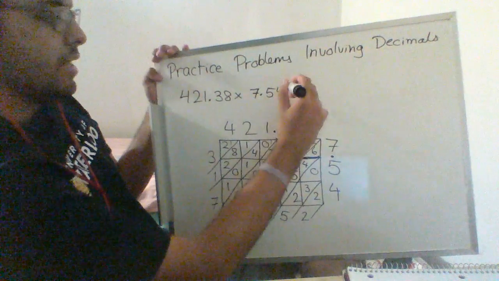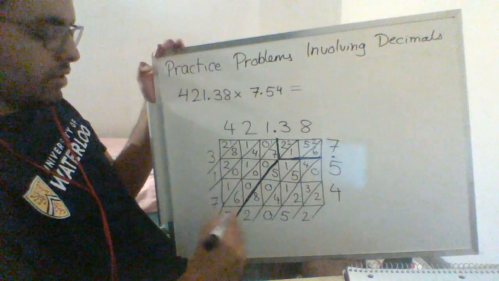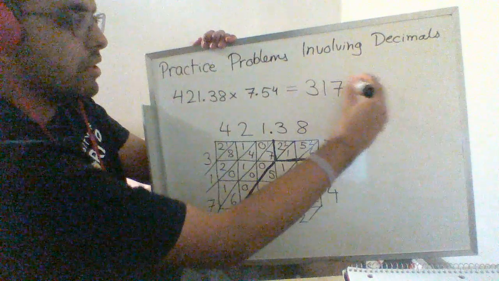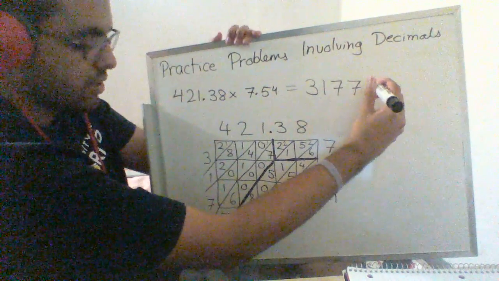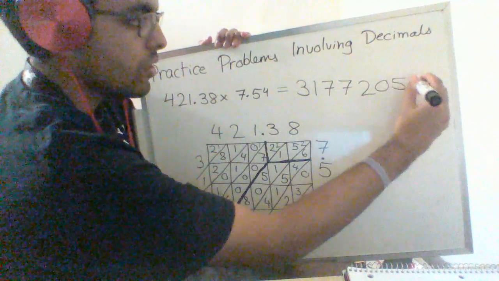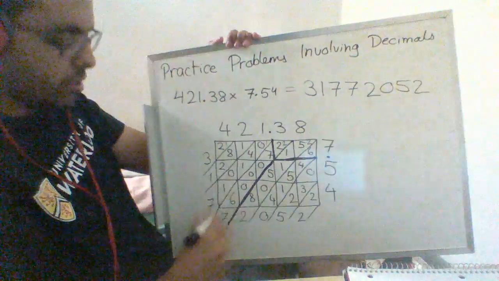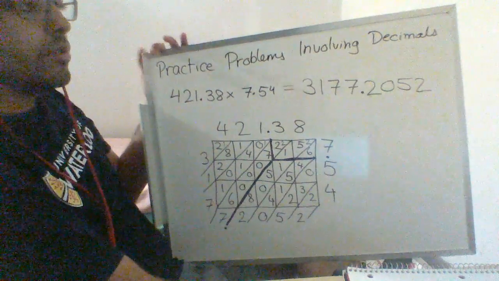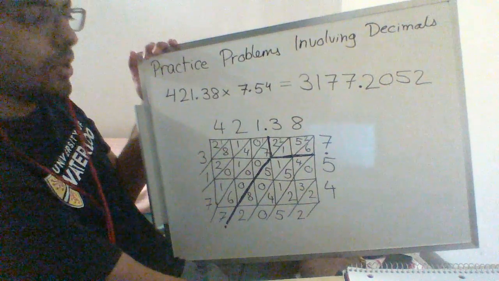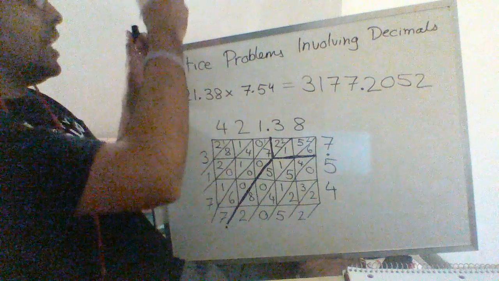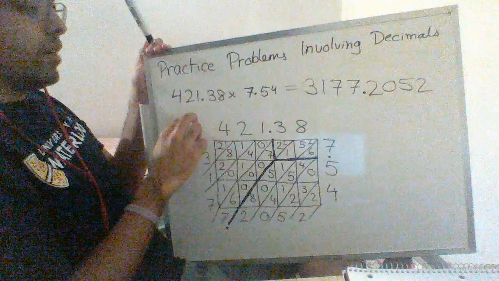So in this particular question, we get an answer that gives us, so we had 3177 were the digits there, so we had 31772052 were the digits that we had, and then we put the decimal point in over here, so we get 3177.2052. And if you do this with long multiplication, then you'll find it'll work out the same way.